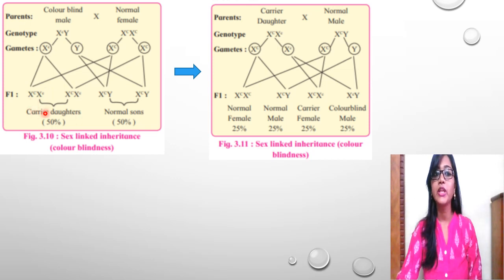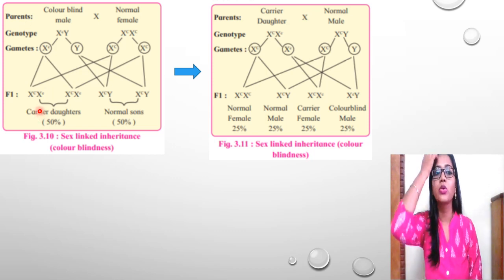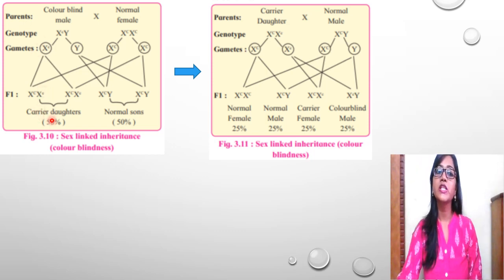So what will happen? That female will not get affected by color blindness, but she will carry the recessive gene, or she will be a carrier of color blindness, okay. So in both the cases, of the daughters which are formed, there are 50% chances that the daughters will act as carriers, while there are 50% chances that the sons are normal, okay. So sex linked inheritance in color blindness, we have discussed it now.